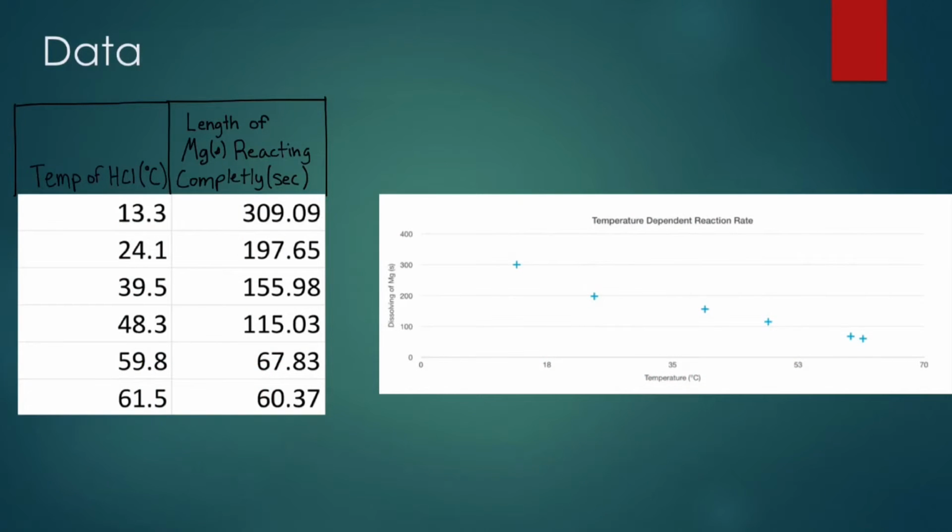My data shows that with an increase in temperature, the length of magnesium reacting completely in hydrochloric acid decreases. The temperature of hydrochloric acid increases around 10 degrees Celsius each time. The rate just about doubles each time.